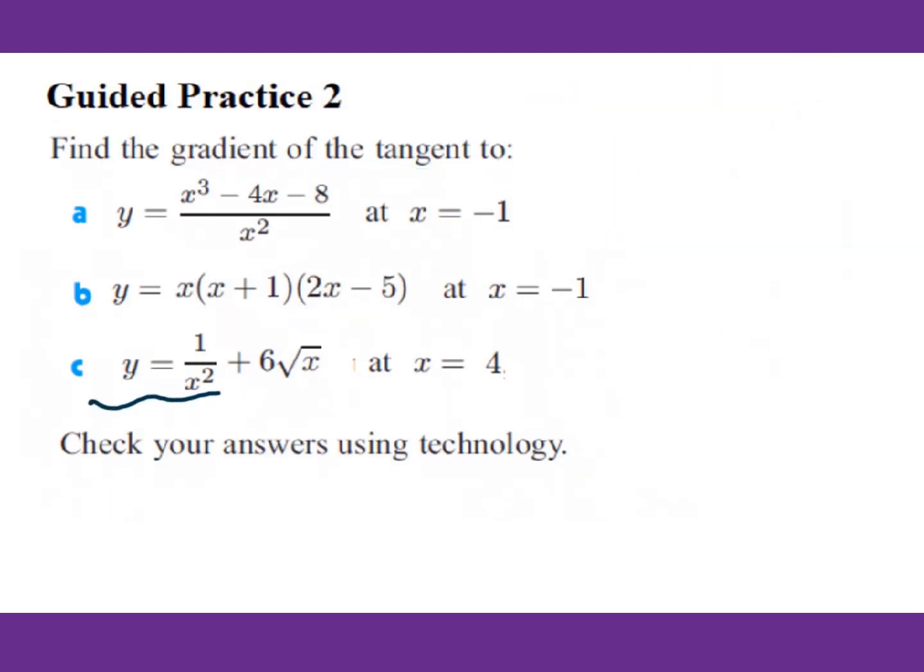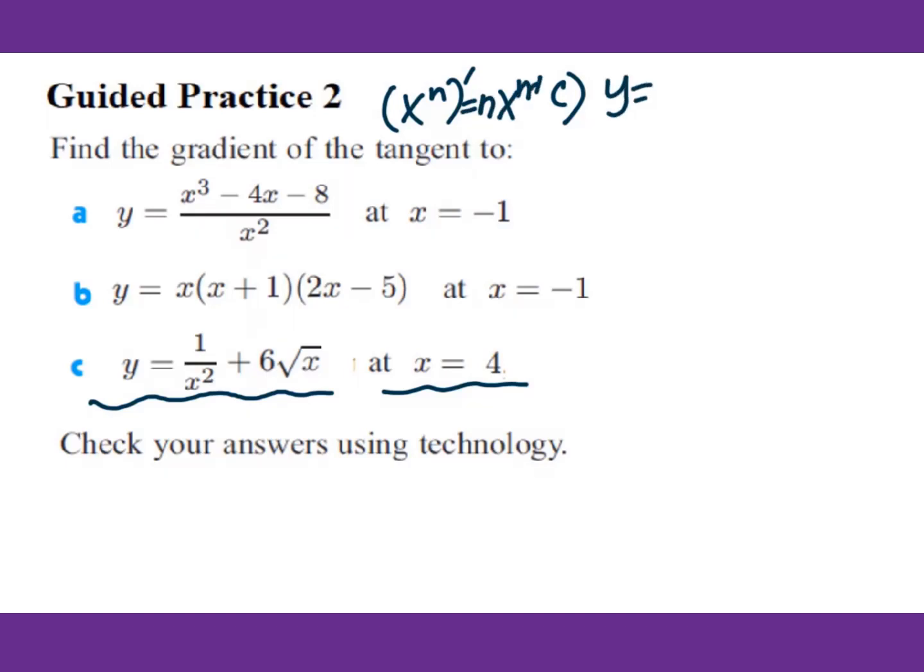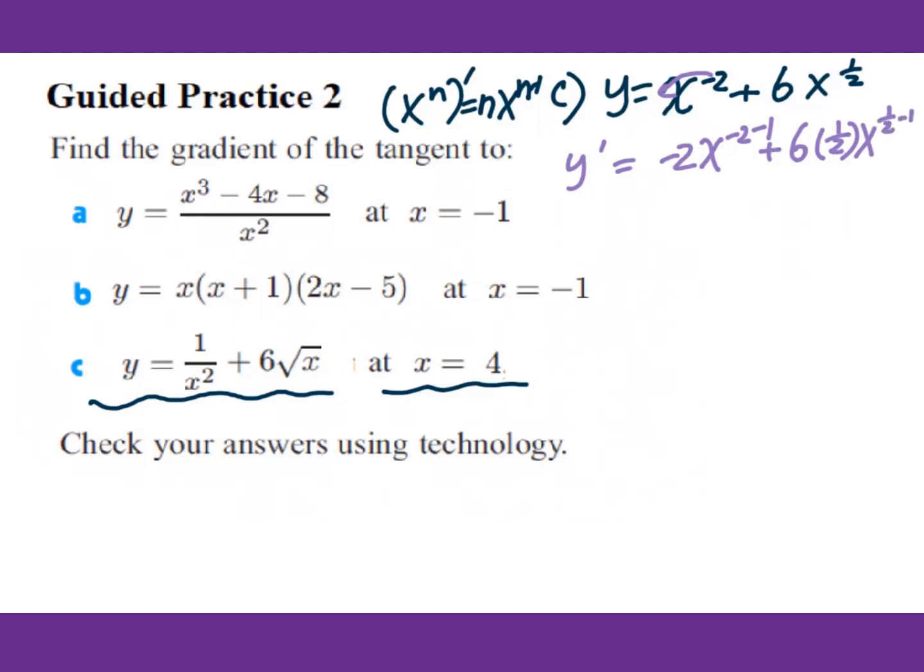Now let's go to C. First of all, we need to change everything into power form so that we can use this power rule of derivative. Therefore, you get y equals x to the negative second power plus 6x to the 1/2. For the derivative of this y, drop down negative 2x, negative 2 minus 1, plus 6 times 1/2, 1/2 minus 1. Simplify: negative 2 times x to the negative third power.